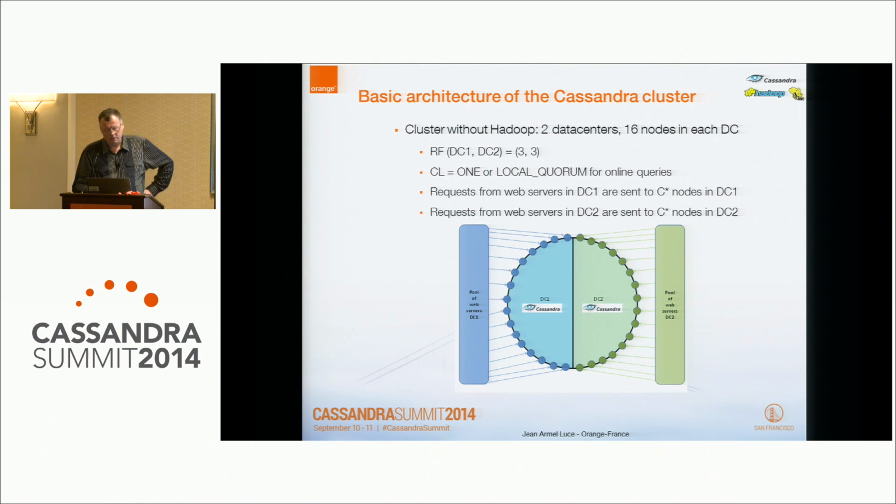At the end of last year, our cluster was in 2 data centers, in Paris and in the French Riviera, with 16 nodes in each data center. We are using a replication factor of 3 in each data center. And we were using a consistency level of 1 or local quorum for our online queries. We have a pool of web servers in data center 1 and another pool of web servers in data center 2. The requests from the web servers in data center 1 are sent to the Cassandra nodes in data center 1, and the requests from the web servers in data center 2 are sent to the Cassandra nodes in data center 2.